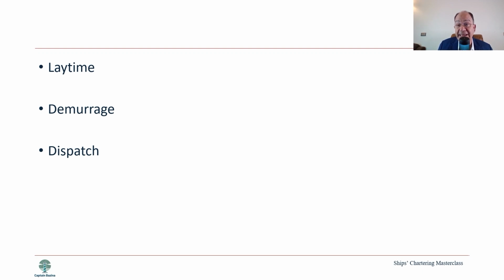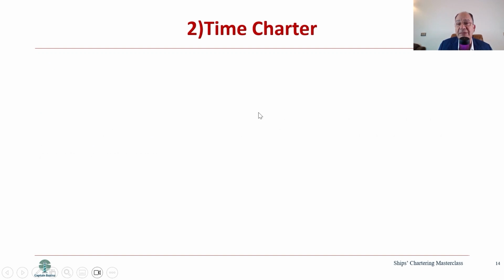The charterer also gives a specific time for loading and a specific time for discharging. We call it laytime. If the charterer loads or discharges his cargo in more than the time specified in the charter party, he is going to pay a penalty, which we call demurrage. Also, if, for example, he is given 5 days to load and discharge, but he loaded and discharged his cargo in 4 days, the owner should give him dispatch for 1 day, of course, if it was agreed in the charter party itself.